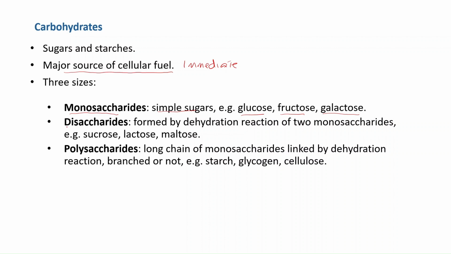If you have 2 monomers, they're called disaccharides. And this is a dehydration reaction, meaning that you have 2 monosaccharides. When they come together, they lose a water molecule, and now you form a disaccharide. That's why it's called dehydration reaction. And examples are sucrose, that's table sugar, lactose, that's the sugar found in milk, maltose. If you have many monosaccharides, all of them linked again by dehydration, you form a polysaccharide, and the most common ones are starch, glycogen, and cellulose.